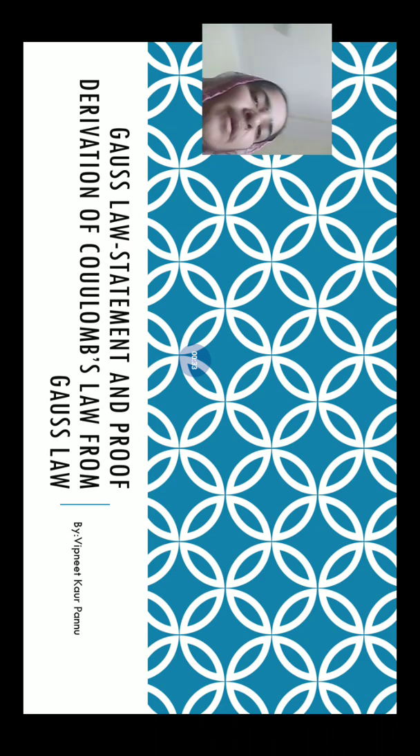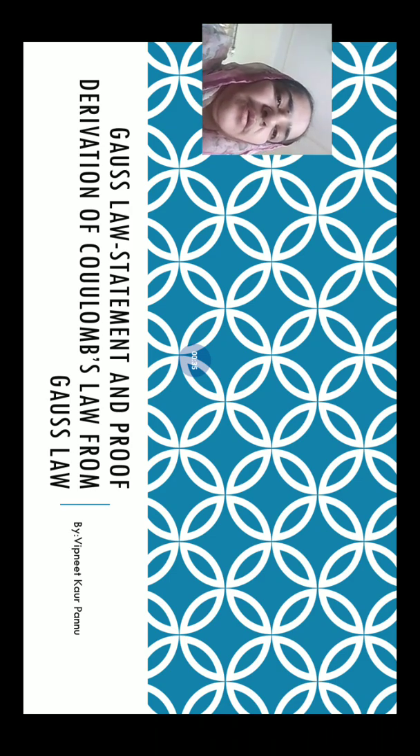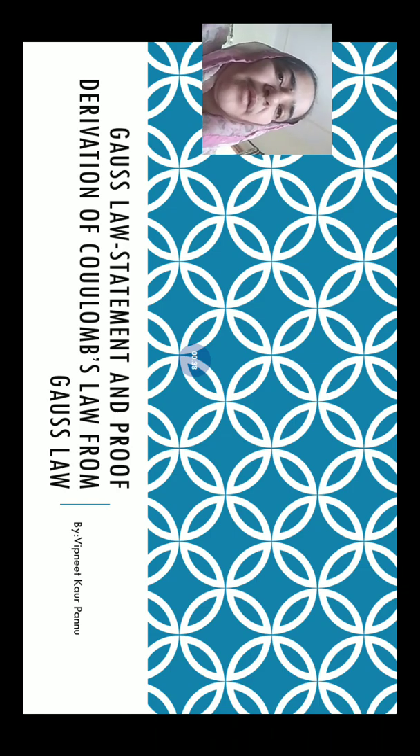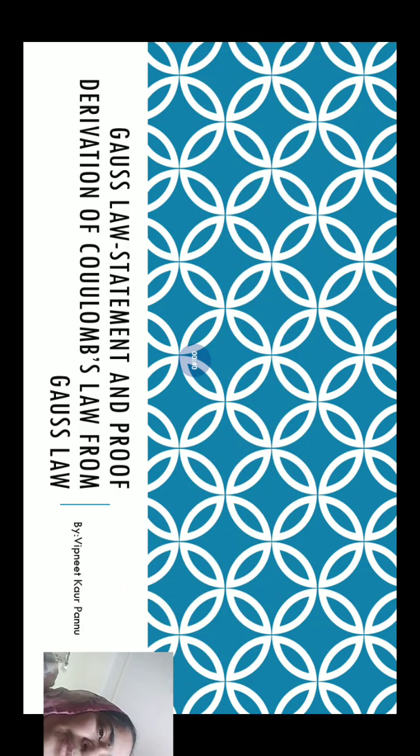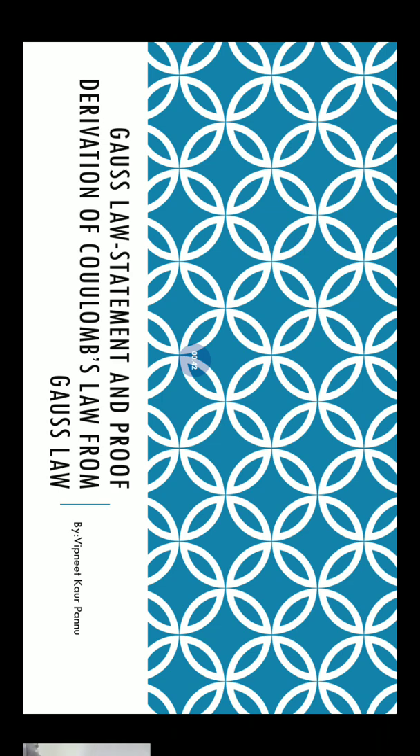Today we are going to start with the topic Gauss law statement and proof. Then we'll be doing the derivation of Coulomb's law from Gauss law. By now you are very clear with the concepts of electric flux and area vector, I hope, if you have done it earlier. So what is electric flux? Firstly, we'll be revising those concepts a little, because they are a very important part of this theorem.